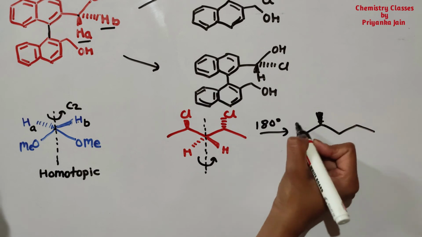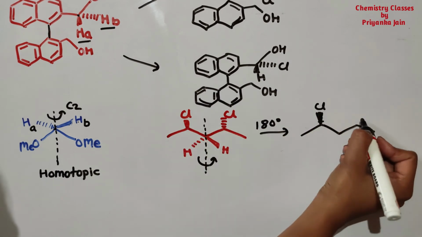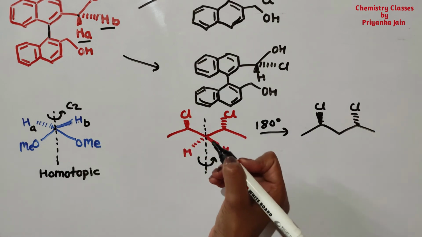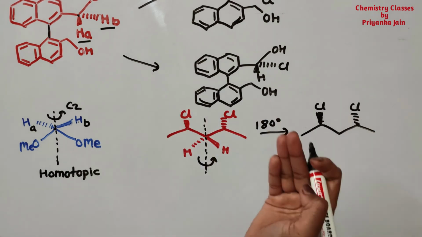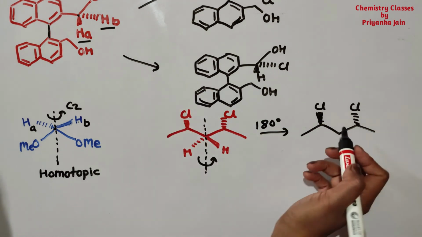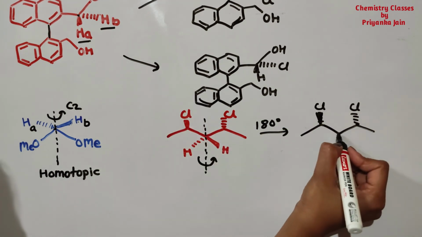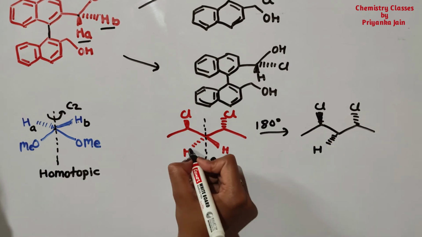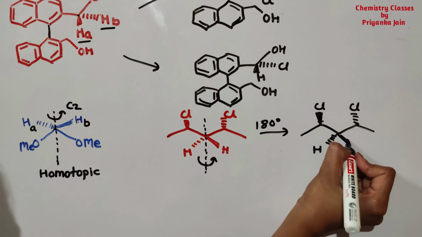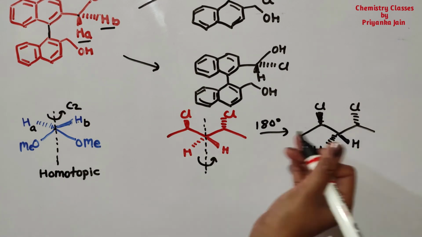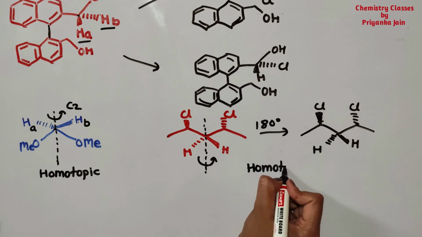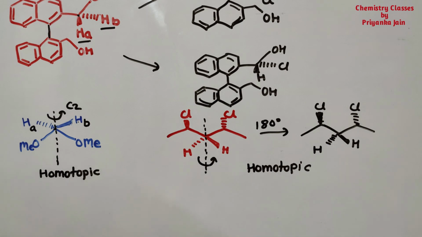This group will come here, and it will now be above the plane. And this group is going here, so it will now be below the plane, because after 180 degree rotation, the group that is above the plane will go below and the group below will come above. And this group will now come here, so it will be below the plane, and this group is coming here, so it will now be above the plane. It means we are getting the same structure, so both hydrogens are homotopic, right? So in this way you have to do the questions.